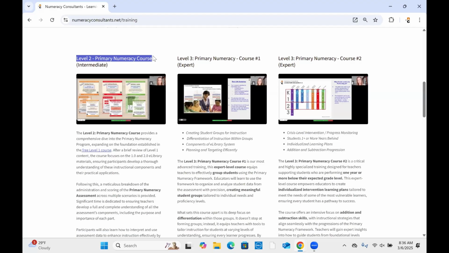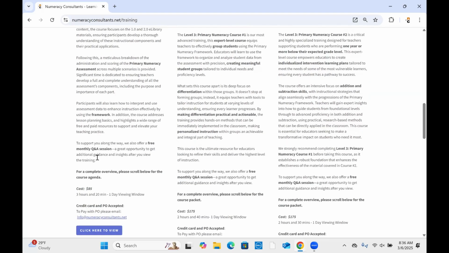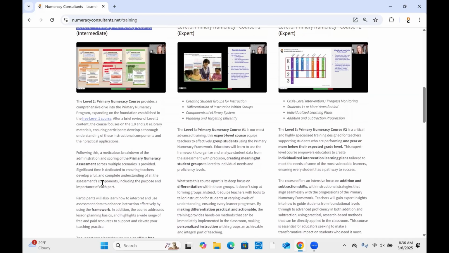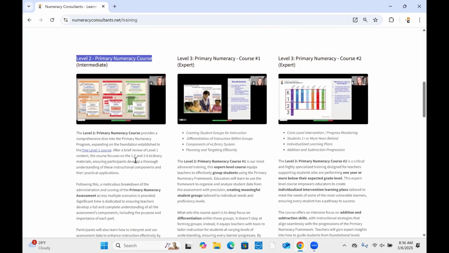So for primary numeracy, you just watched primary numeracy level 1. What level 2 does is a quick review of all the things in level 1, and then it gets into really the materials. It goes through the assessment in great detail, so you understand all aspects of the assessment and scoring it across different scenarios. And then it gets into using the framework along with the materials. So that's what level 2 is. And level 2 costs $85. The great thing is, whether you're watching this with one person or 20, it only costs $85 because it's a one-day rental. It's like renting a movie. You have a 24-hour window where you can go through and have access to that level 2.